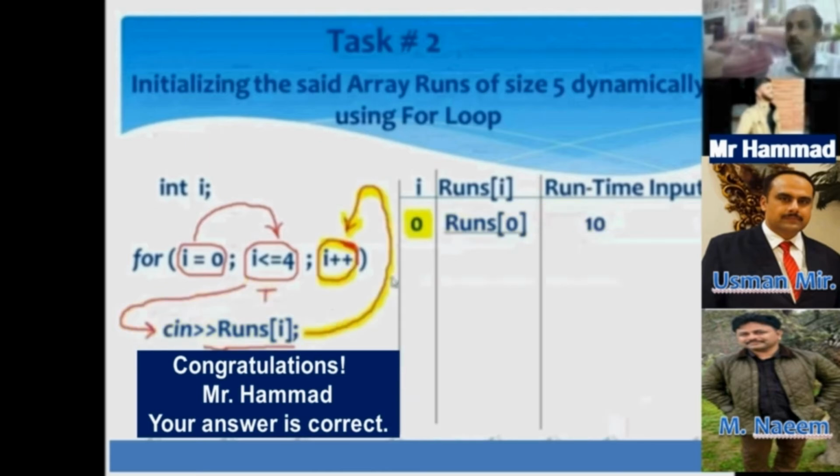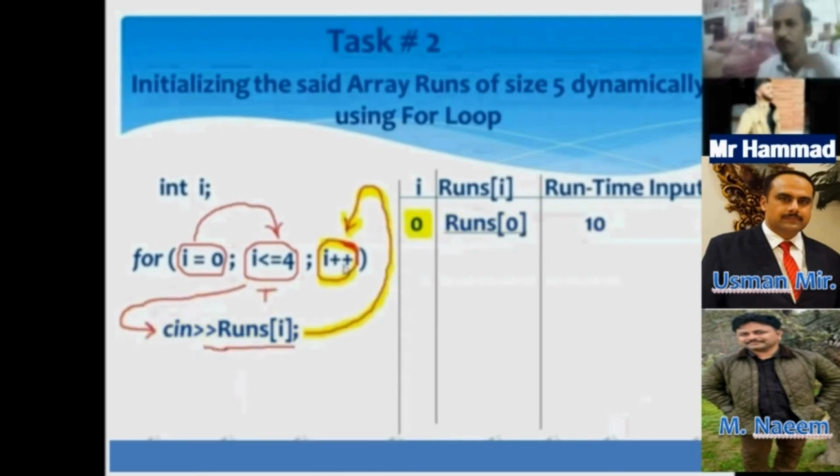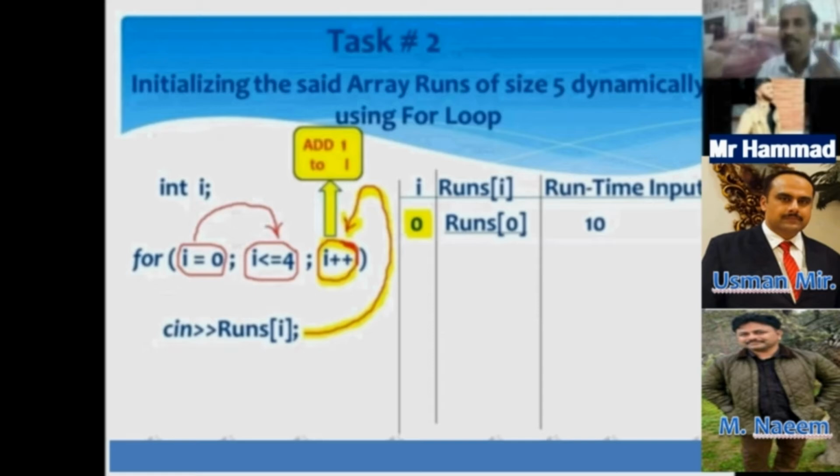Over here, Mr. Ahmad, quickly answer me. What is the current value of I over here? Sir, 0. If the increment statement is executed, it means add 1 to I. I plus plus means add 1 to I. What will I's next value become? Sir, 1. Okay, I have written 1 over there.